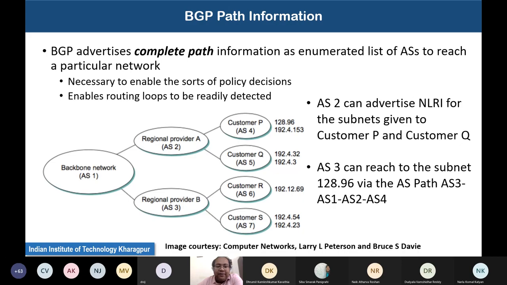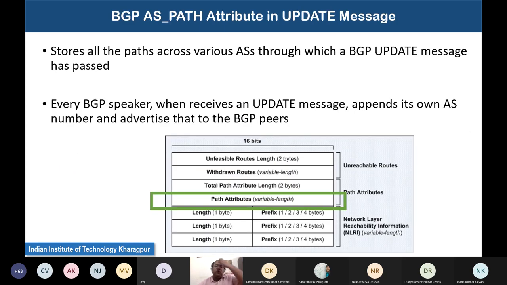Similarly, this information is again broadcasted and it reaches AS3, and AS3 finds a path that, well, I need to reach 128.96 via AS3 to AS1 to AS2 to AS4. So this entire path information is maintained here. Now, if you look at the BGP update message structure, you have this field called path attribute. This AS path attribute actually contains this entire path.